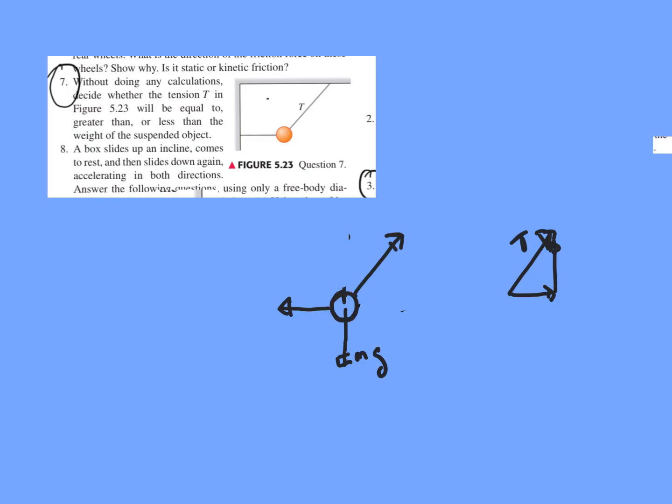So the tension T needs to have a component that makes equilibrium with the weight. And the tension T needs to have another component, that is this one, that will balance the force that the rope is doing on the mass. Because this is the hypotenuse of a triangle, this is bigger. So the magnitude of T is bigger than the magnitude of mg. That's all. Okay, another question.